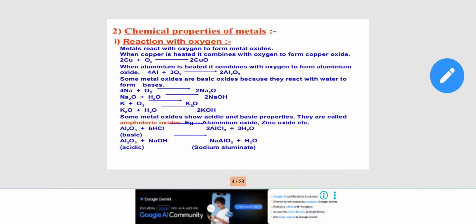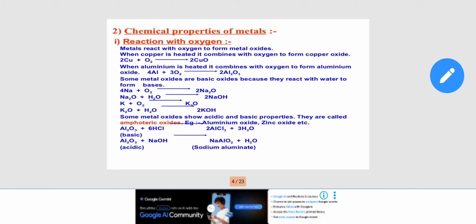Okay, next, chemical properties of metals. Reaction with oxygen. Metals react with oxygen to form a metal oxide. Here, Mg plus O2 gives MgO, magnesium oxide. Another example is copper plus oxygen, which gives copper oxide. Aluminum plus oxygen gives Al2O3, aluminum oxide. Many examples you can see here: sodium oxide, sodium hydroxide, potassium oxide, potassium hydroxide.